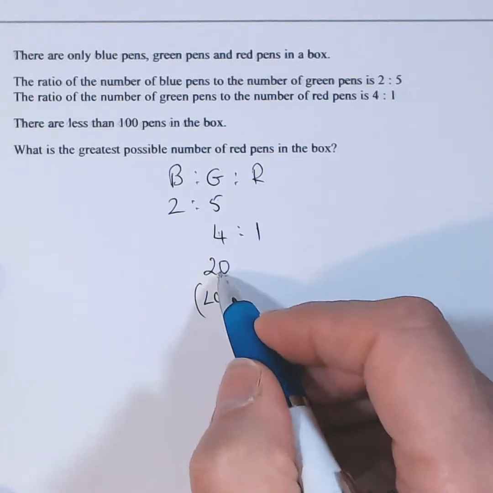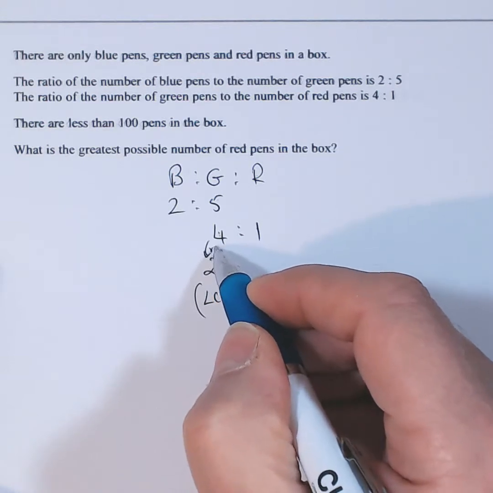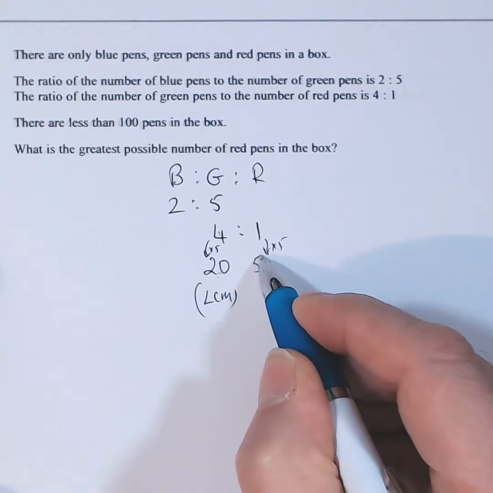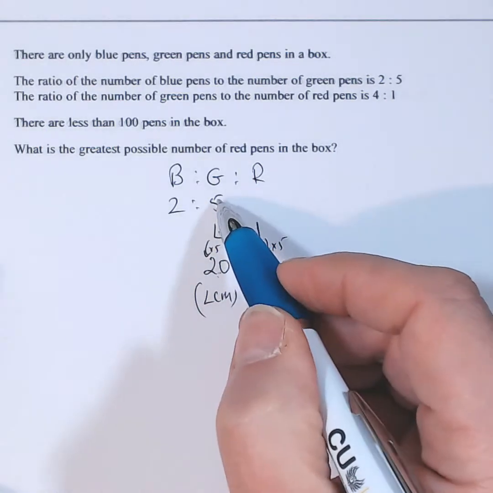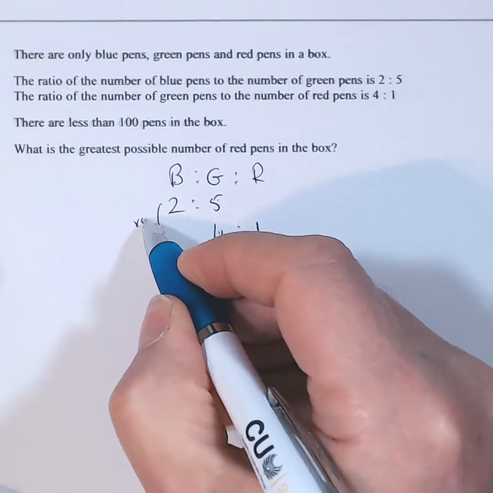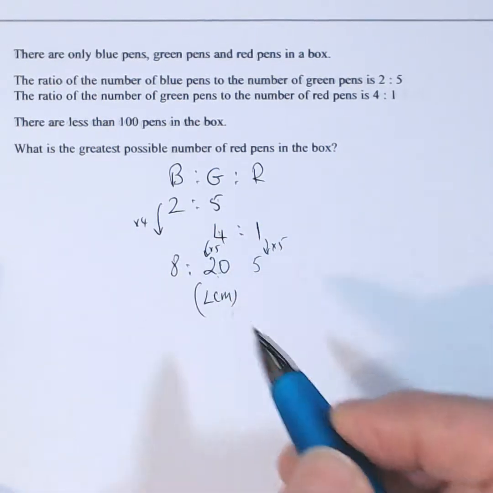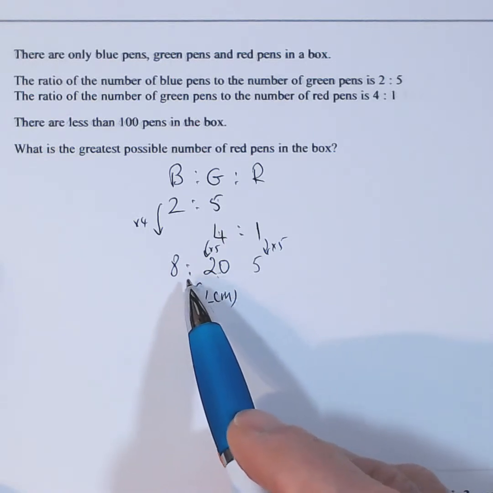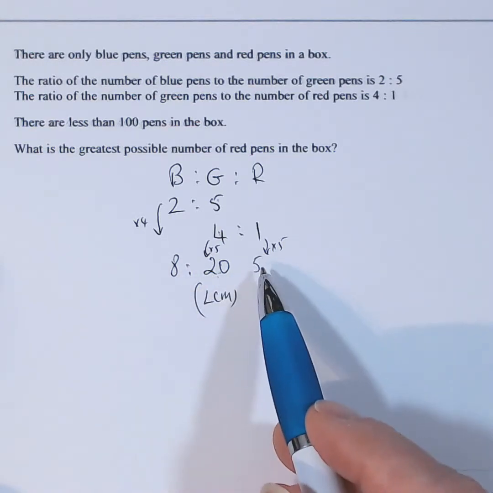So we have to multiply that by 5. And to get this 5 to become 20, we have to multiply by 4. So we have to multiply that by 4. So we now know that the ratio of the different colours is 8, 20 and 5.